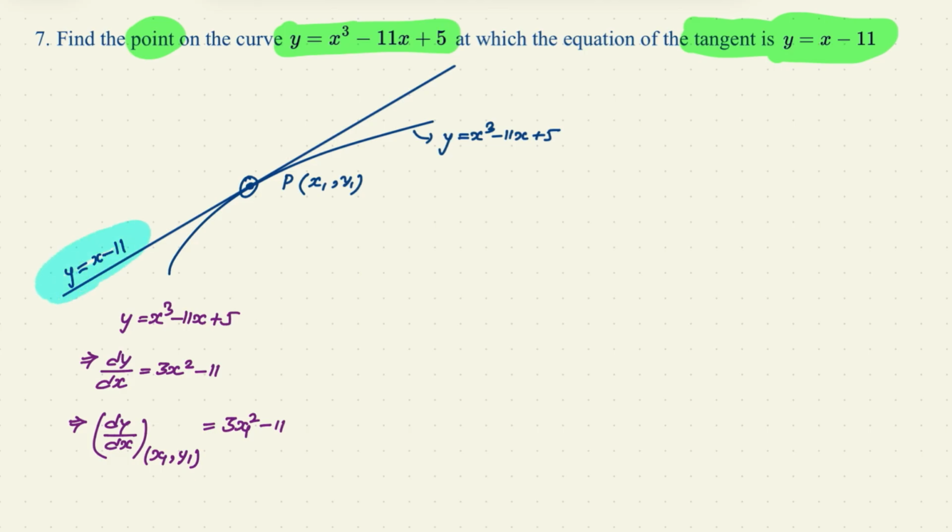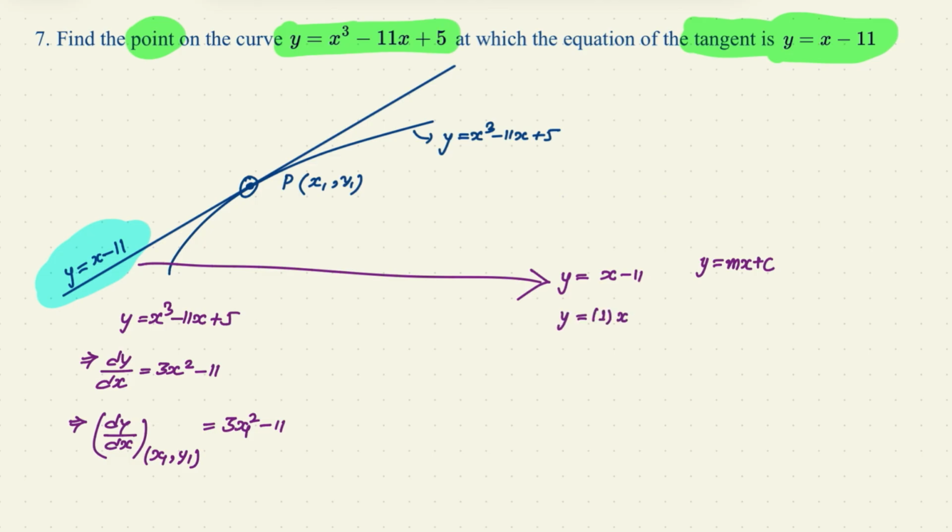Now one concept from geometry, that if the equation of a straight line is given, then we can always find its slope by looking at the equation. So here the equation of the tangent, which is a straight line, is given as y equals to x minus 11. Now if I compare this equation with the standard slope intercept form equation, that is y equals to mx plus c, then this y can be written as 1 into x plus minus of 11. So here my slope, that is m, is equal to 1. That means the slope of this tangent is 1.